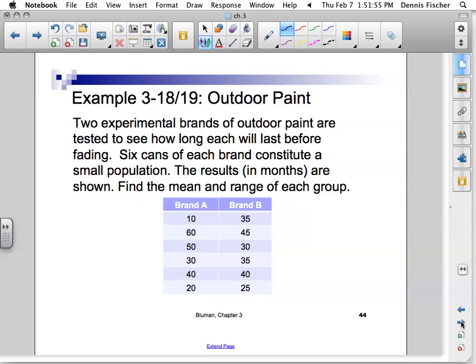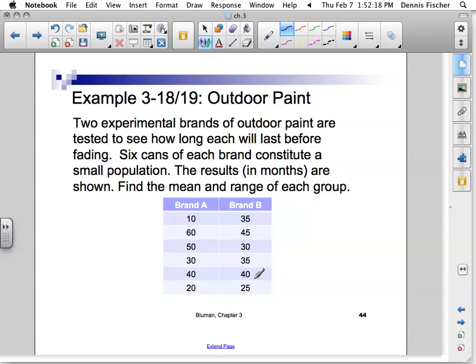Maybe this is an example. Two experimental brands of outdoor paint are tested to see how long each will last before fading. Six cans of each brand constitute a small population. The results in months are shown. Find the mean and the range of each group. Let's just deal with the range. This is not hard. Group A, highest value is 60, lowest value is 10, so the range is 50.